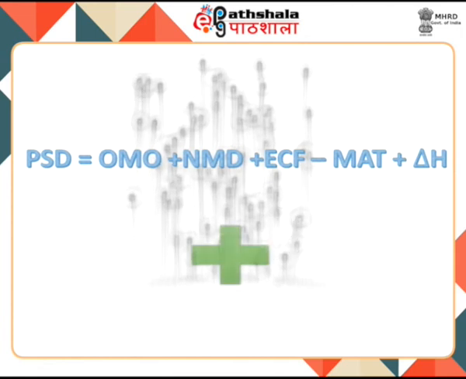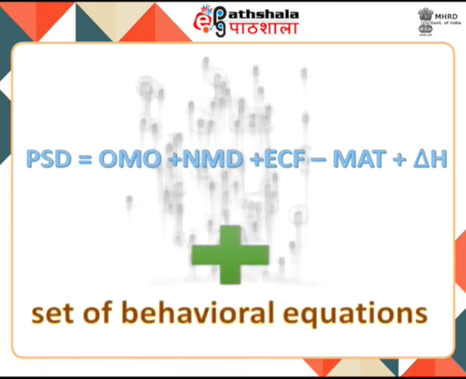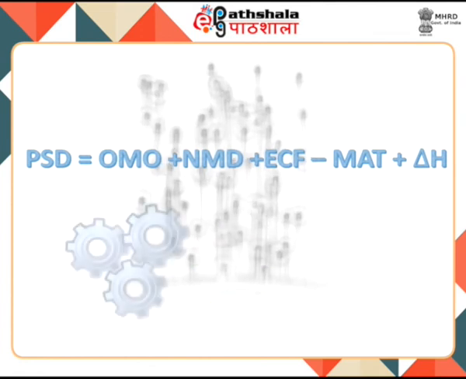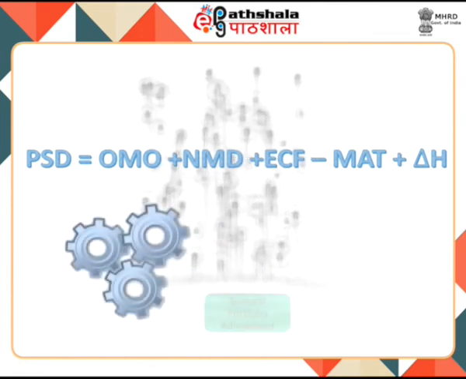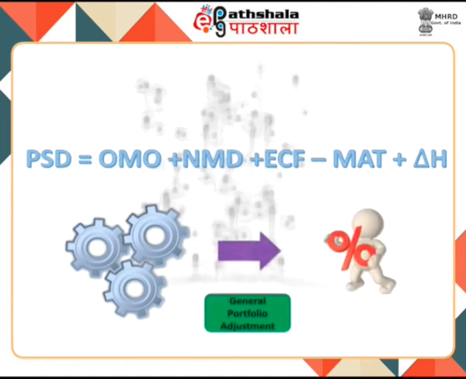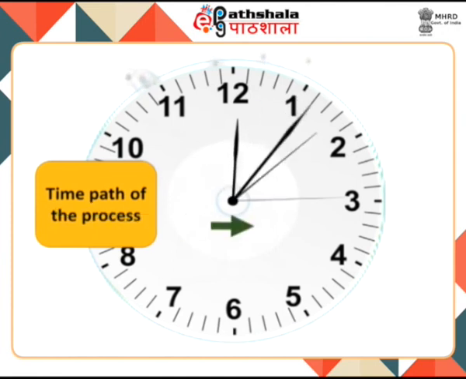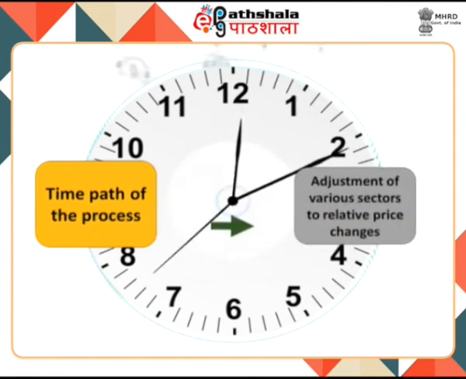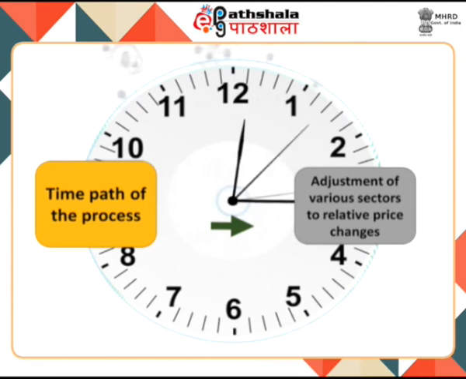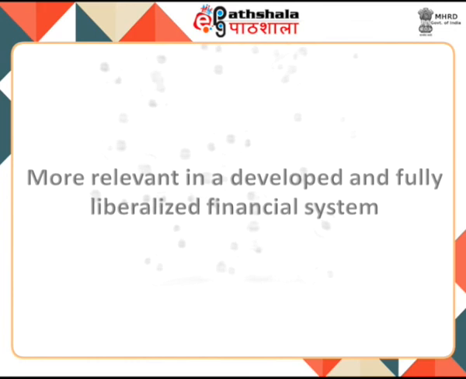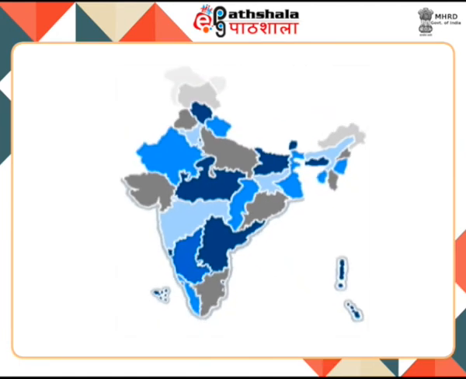The flow of funds identity is combined with a set of behavioral equations in the model covering the factors in a general equilibrium framework. The determination of money stock is seen as a process of general portfolio adjustment in response to relative interest rate changes. The time path of the process depends on the relevant speeds of adjustment of various sectors to relative price changes rather than the mechanistic process embedded in the money multiplier approach. This approach may have conceptual superiority, but it is more relevant in a developed and fully liberalized financial system and not for an emerging market economy like India.